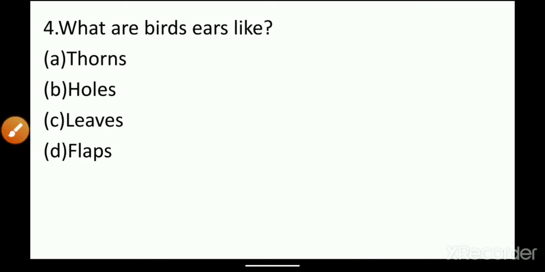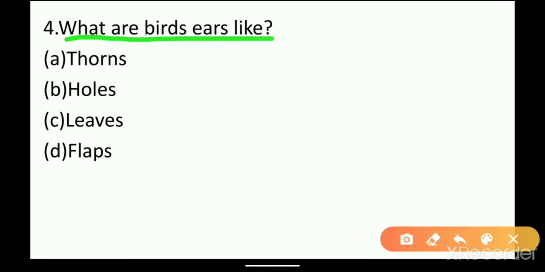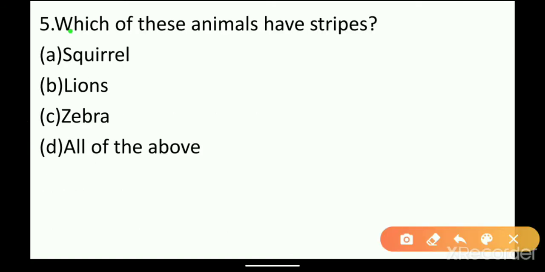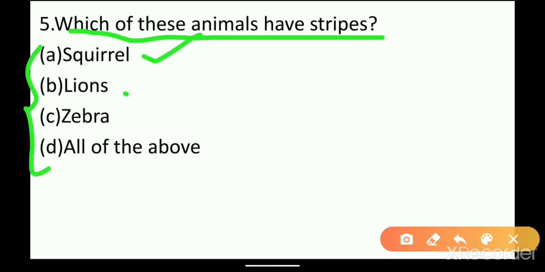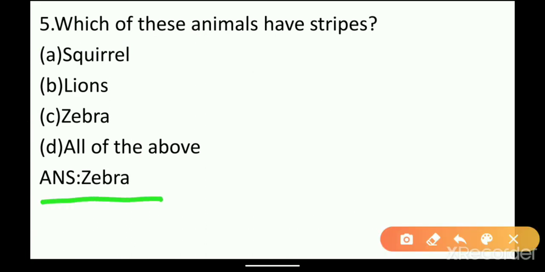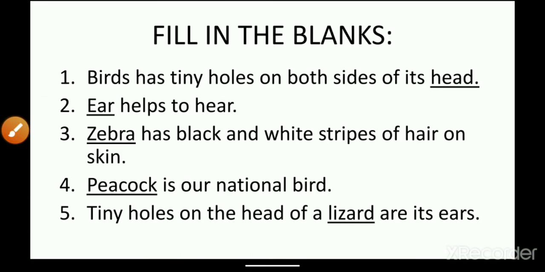Next question. What are birds' ears like? A. Thorns, B. Holes, C. Leaves, D. Flaps. Answer, holes. Next question. Which of these animals have stripes? A. Squirrel, B. Lions, C. Zebra, D. All of these. Answer is zebra. Next, we'll start with fill in the blanks.